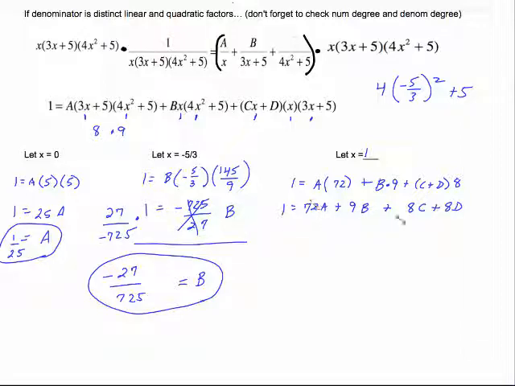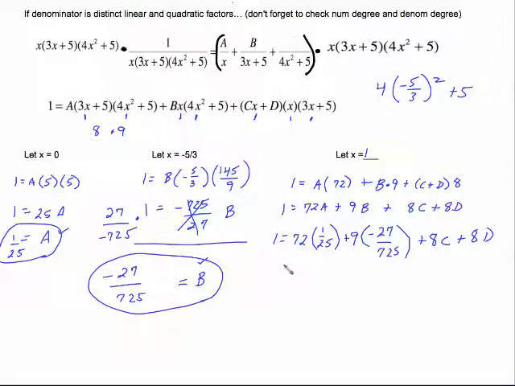So the only way I'm going to simplify this a little is to substitute in these values for a and b I have already gotten. So 1 equals 72 times a, which is 1 over 25, plus 9 times b, which is negative 27 over 725, plus 8c plus 8d. Nothing I can do with that right now.